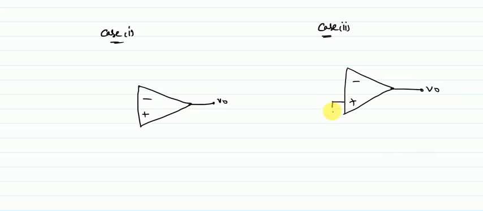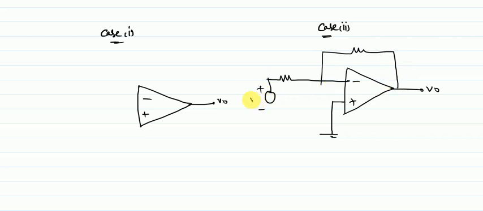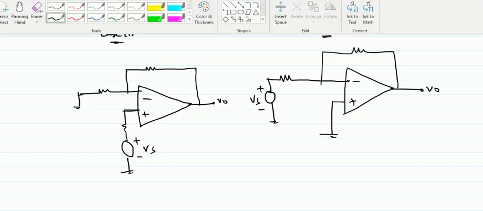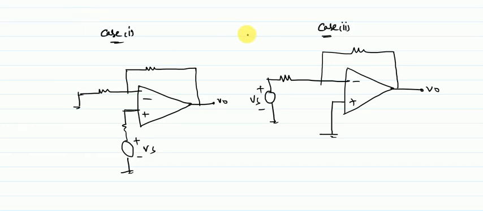Now in case 2, I am applying input at the inverting terminal, somewhat like this. The circuit is somewhat like this. Here I am applying my source voltage. Sorry, in case 1, here I am applying my source voltage. Here it is grounded. Now we got the difference between these two cases, right? So now let me explain this.